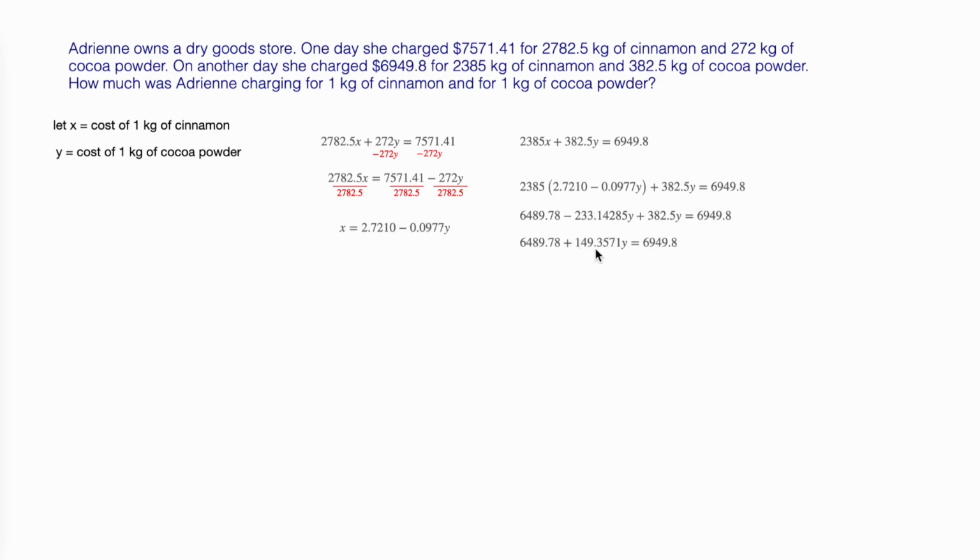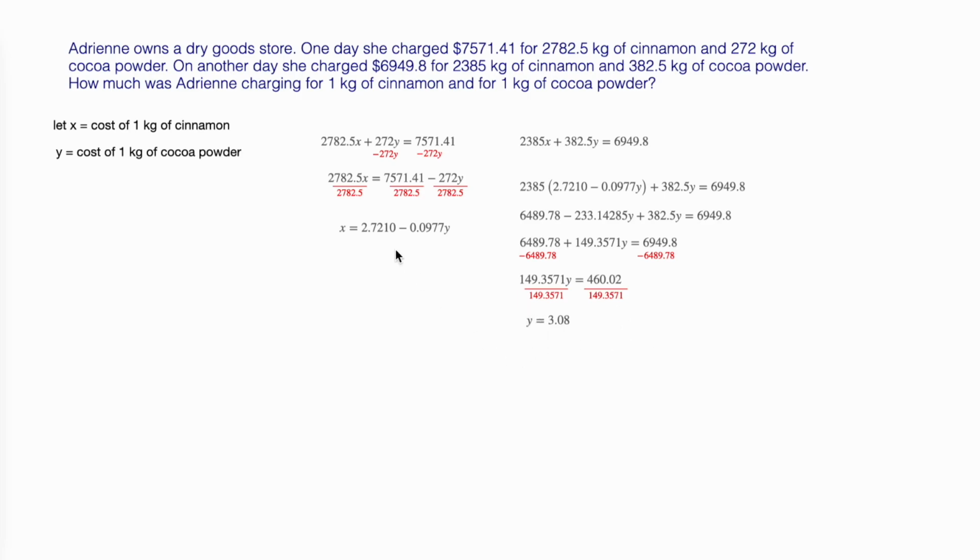That gives us 149.3571. We have 6,489.78 plus 149.3571Y is equal to 6,949.8. I want to isolate the Y, so I'm going to subtract the 6,489.78 from both sides, and that gives us 149.3571 times Y is equal to 460.02. I'm going to divide both sides by 149.3571 to get rid of this 149.3571, and that gives us exactly Y is equal to 3.08.